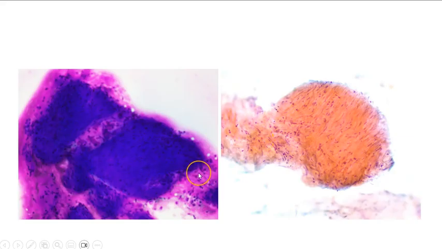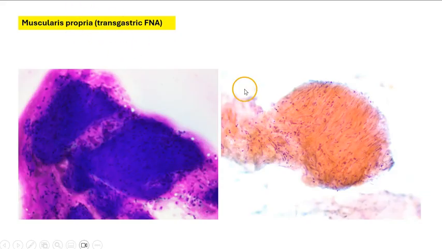And here is something else that we may sometimes encounter, especially in transgastric FNAs. And we can see here there are some sheets or fascicles, parallel bundles of spindle cells. And these cells are actually from the Muscularis propria of the stomach. They can sometimes mimic mesenchymal tumors such as leiomyomas or GISTs.